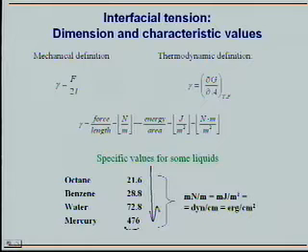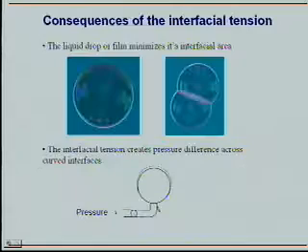Another parameter which can be related to the interfacial tension, in general, is the boiling point, which again relates to how easily the molecules would like to leave the surface of the liquid. Okay, so we are done with the definition of the interfacial tension. Now, what are the consequences? Well, the first consequence, of course, is that the liquids would like to minimize their surface area.